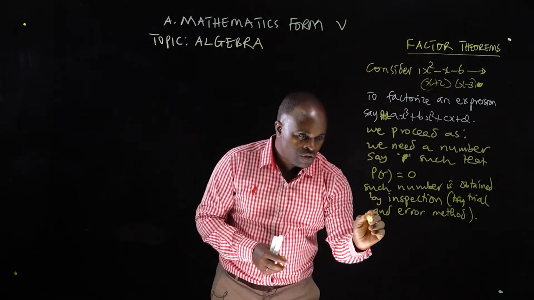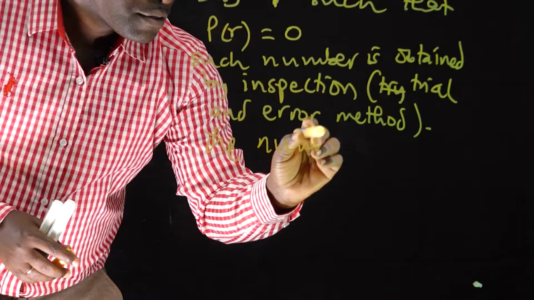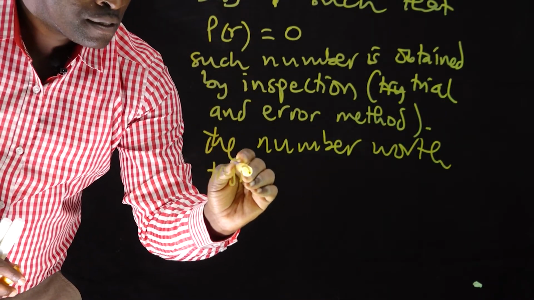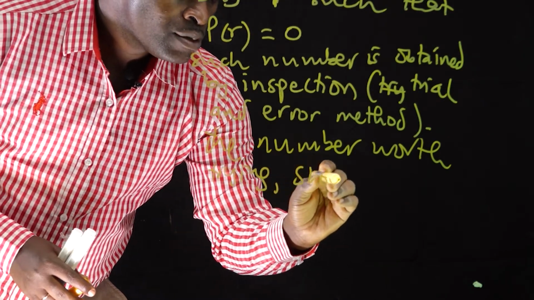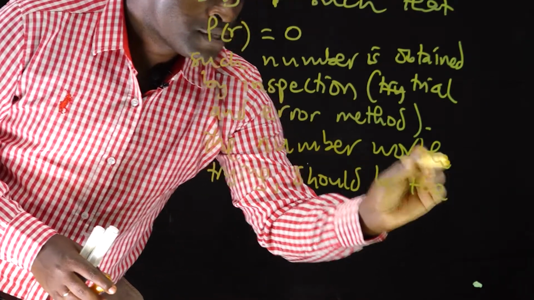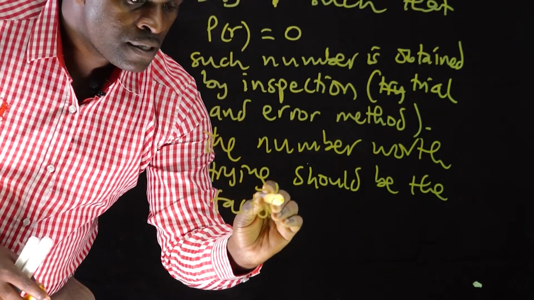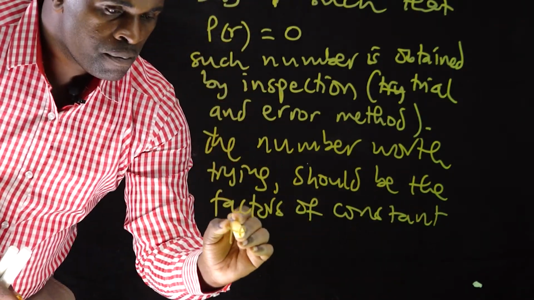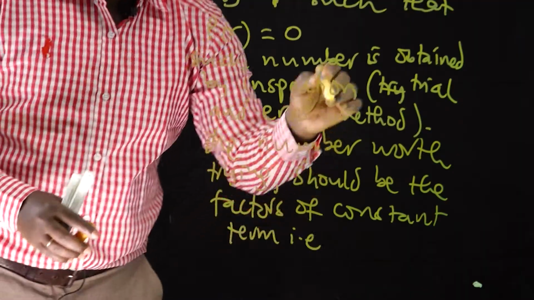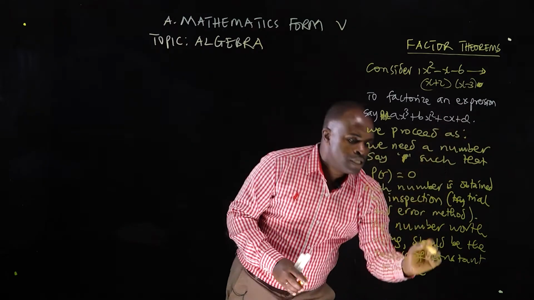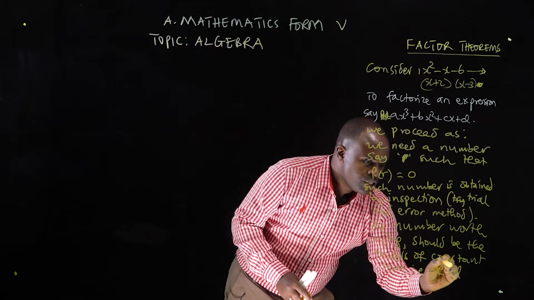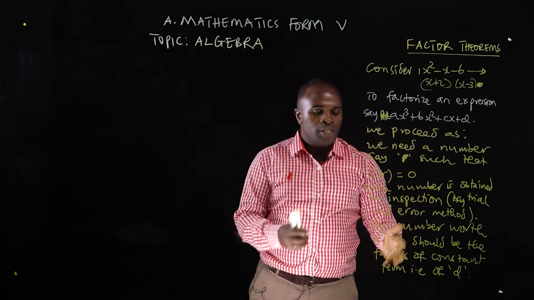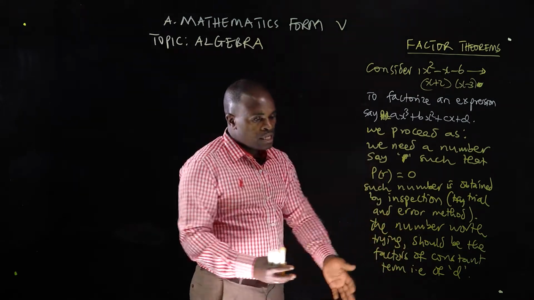So we say the number worth trying should be the factors of the constant term. That is, for our case, the numbers worth trying must be the factors of D. Those are the numbers worth trying. That way, it has been tested mathematically, and it really saves a lot of time.